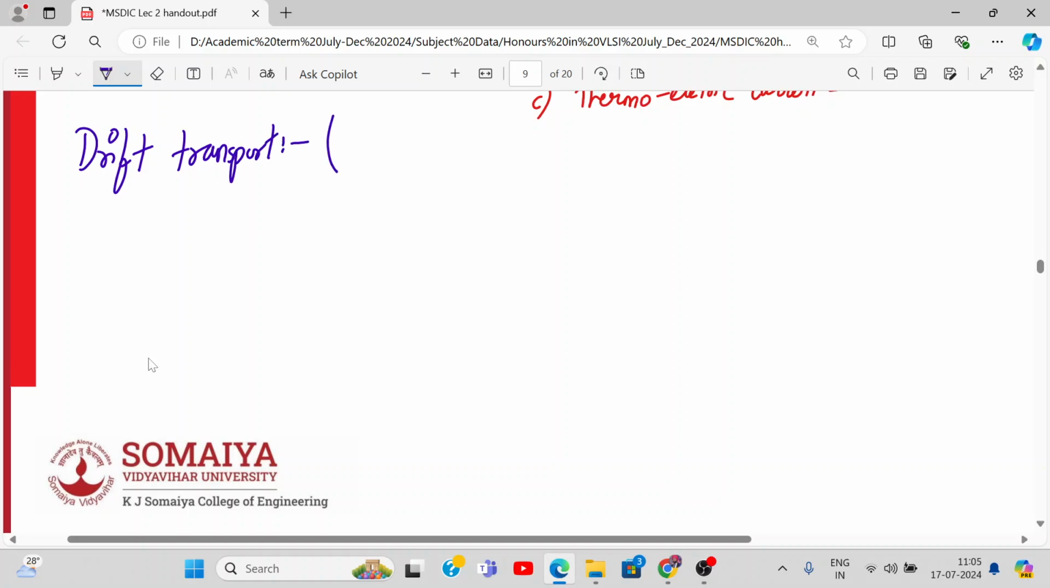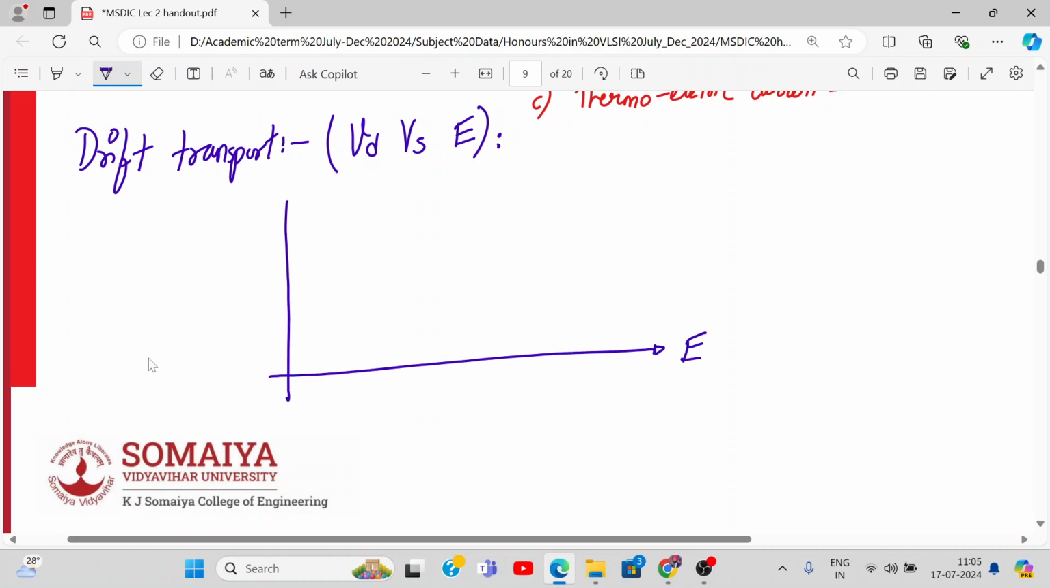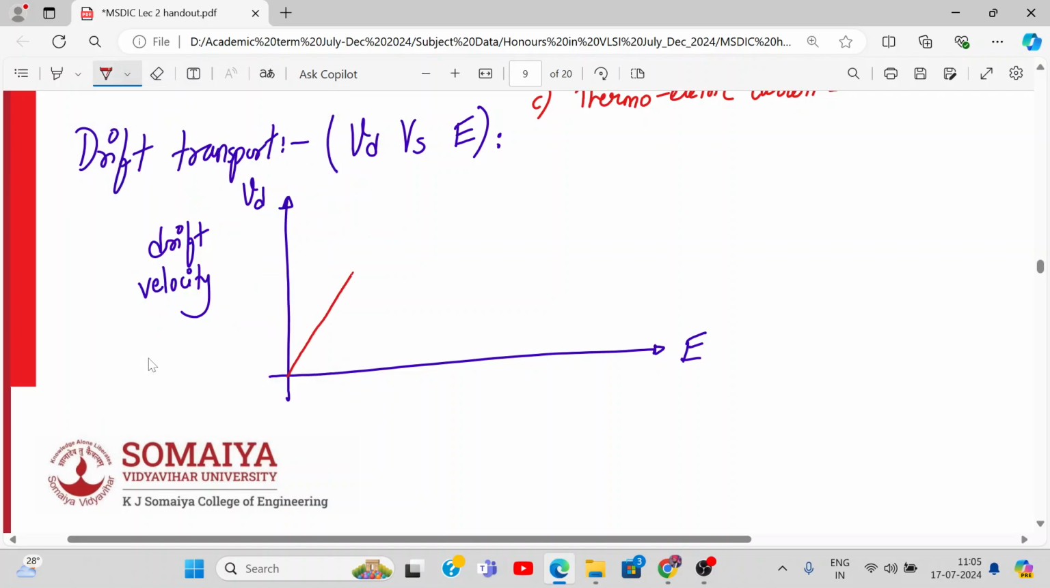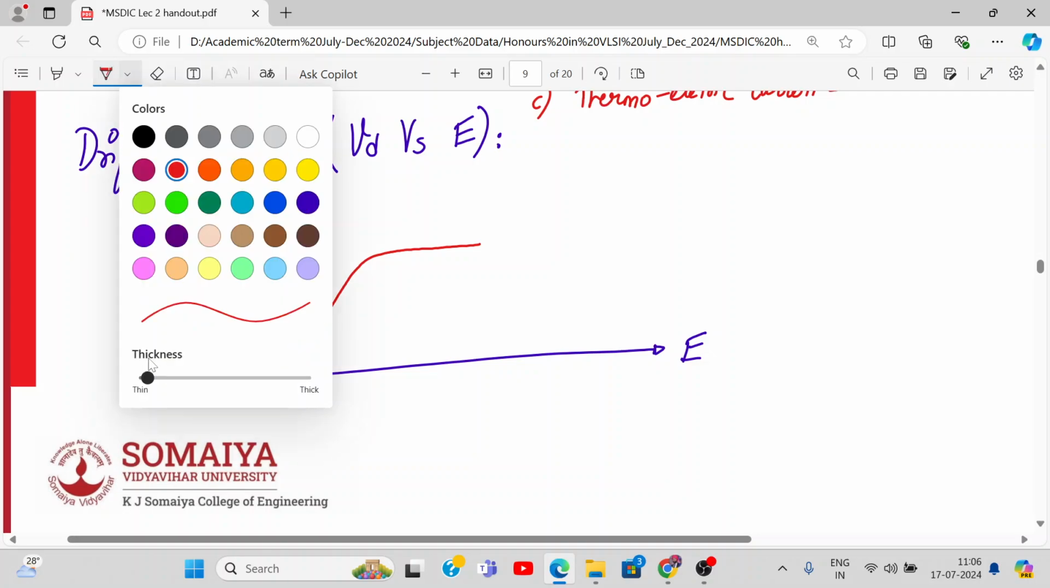It is drift velocity versus electric field. Capital E, when I write it, means electric field. So if I plot a graph of drift velocity versus electric field, this is drift velocity. The velocity with which the carriers travel under the influence of an electric field is called drift velocity. We have two curves. The first curve is like this. In most semiconductors, elemental semiconductors, we see such a behavior. And there is one more curve which looks like this.